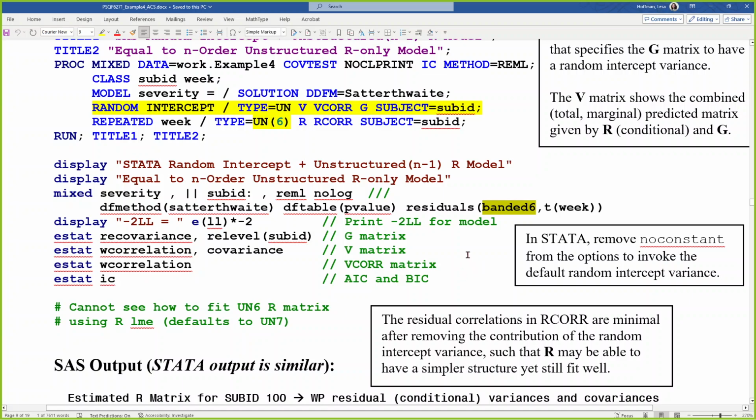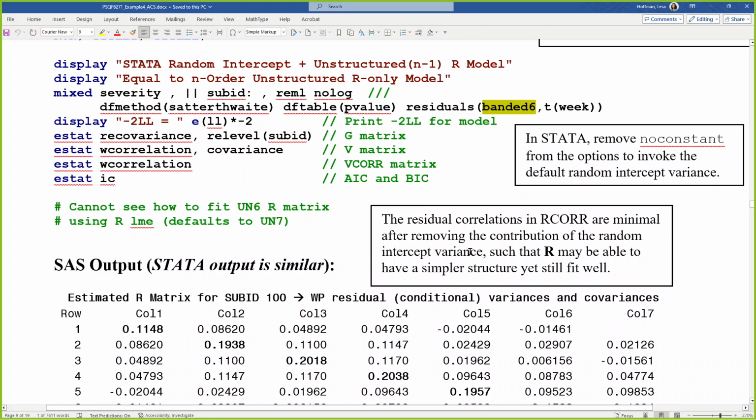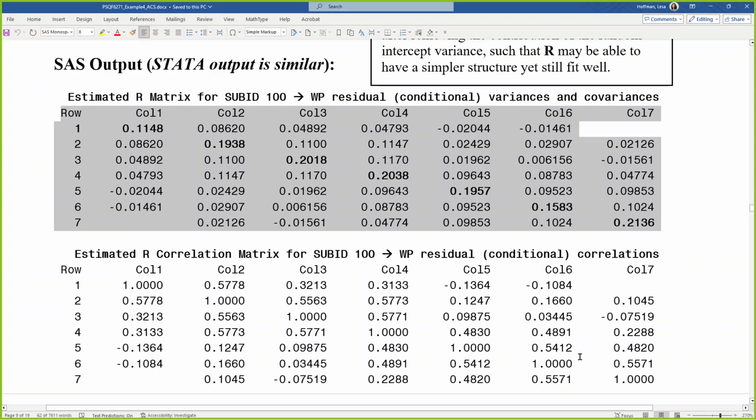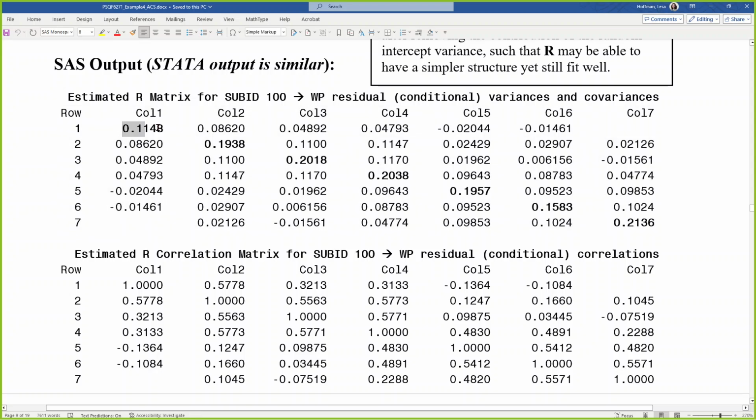So bear with me, because I know the letters and the matrices are scary. But here's what we get. After you take out the random intercept variance, here's what's left. So the E variance at the first occasion is this. The E variance at the second occasion is this, this, and so forth. So R is purely level 1 within after you take the random intercept variance out and stick it over in G.